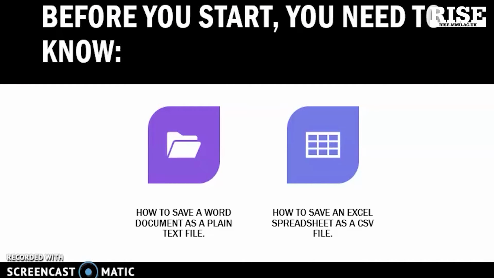How to save a Word document as a plain text file, and how to save an Excel file as a CSV file. The processes for these things are relatively simple. I'll demonstrate them in this video, and there are instructions below as well for those who need it. We'll do the Word document first.